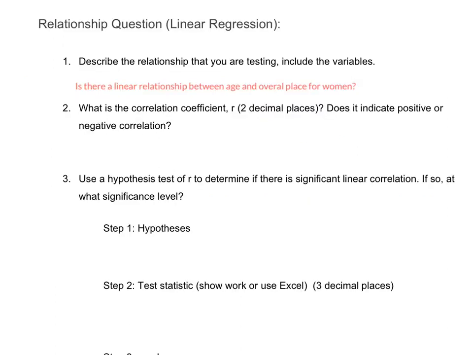Okay, finally the relationship question where we perform linear regression. The relationship that is being tested is: is there a linear relationship between the variables of age and overall place for women? And I see that I misspelled overall, so let's plug in another L there. What is the correlation coefficient to 2 decimal places?